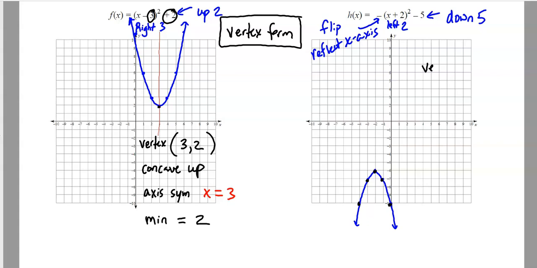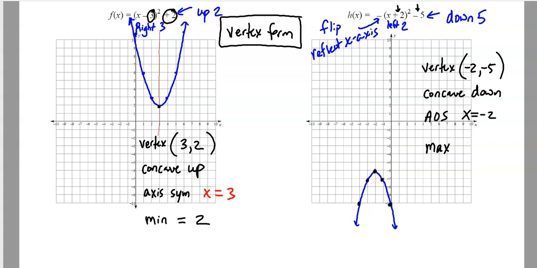So this thing has a vertex at -2, -5. So remember, it's always opposite, same. It is concave down because it opens down. We have an axis of symmetry. Some books just say AOS for axis of symmetry. If you want to do that, that's fine. Axis of symmetry would be at x equals -2. And then this graph is going to have a maximum because it has a highest value. And it looks like right there is going to be the highest value at -5.